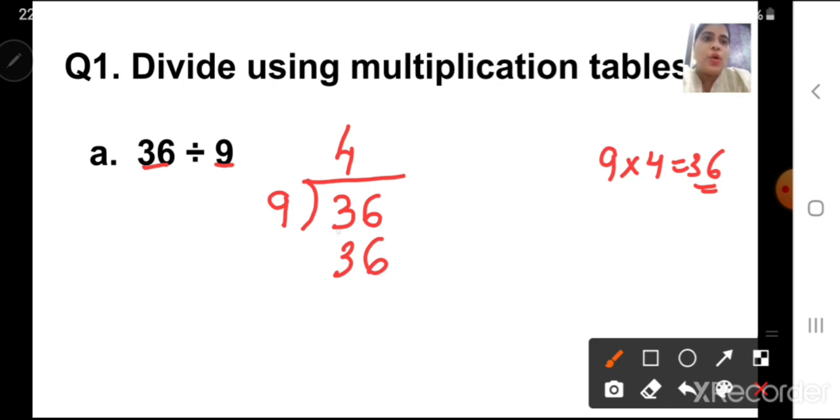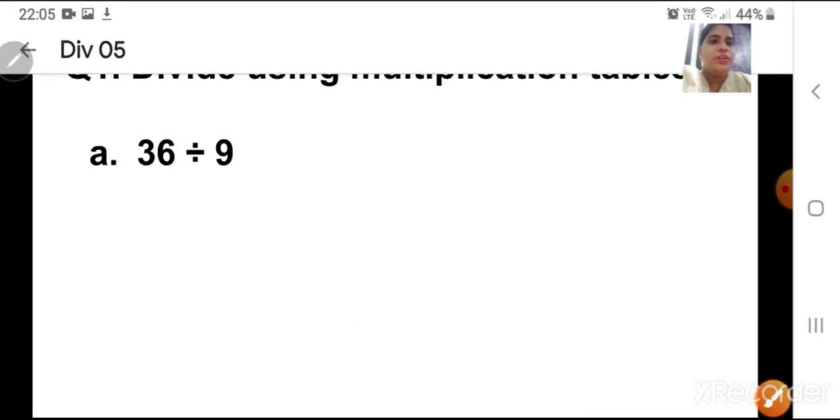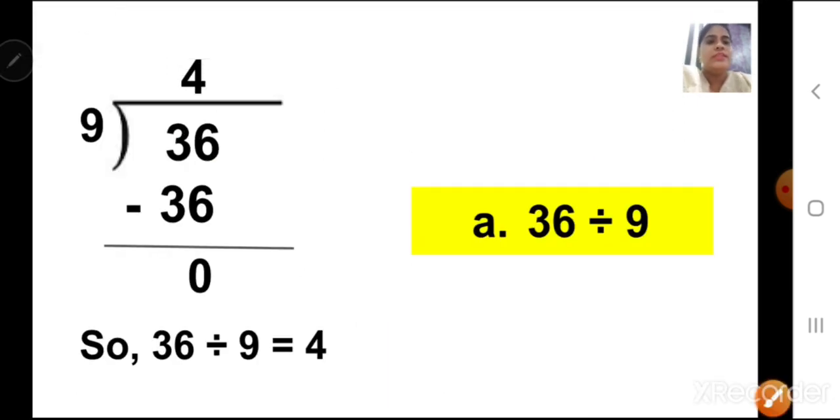And this we have got, this we have to subtract. Put a subtraction sign, then put a dash. Now 36 minus 36 is 0. So 0 is our remainder. And what is our quotient? 4. So 36 divided by 9 is equal to 4. Understood children? Easy it is. Come on, note it down in your notebook. These sums we have to do in the notebook.